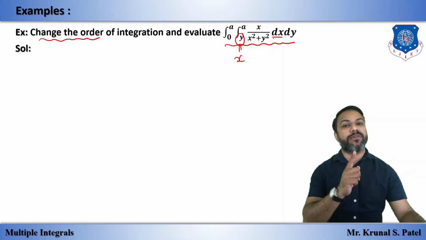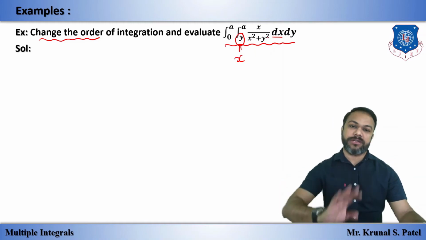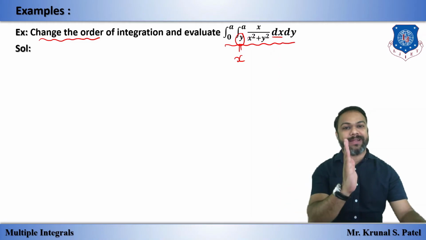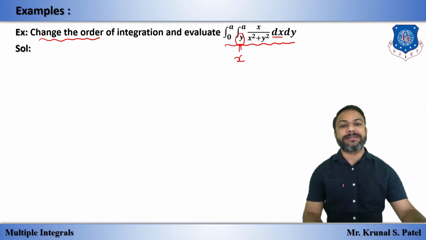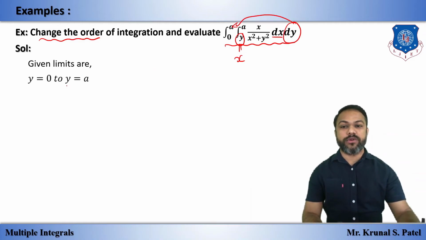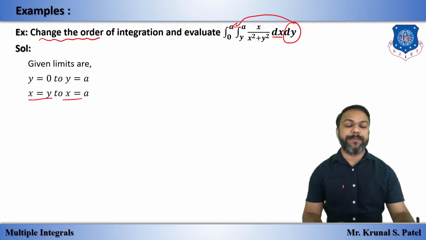The inside limit is of x, which is a horizontal strip. Given a horizontal strip, we have to make it vertical. So the given limits are: first the outer limit, y is equal to 0 to y is equal to a, and the inside limit, x is equal to y to x is equal to a. Now we will draw the graph.